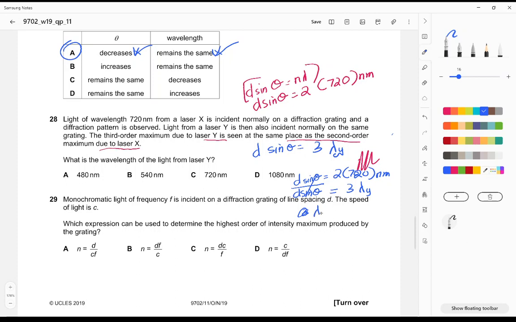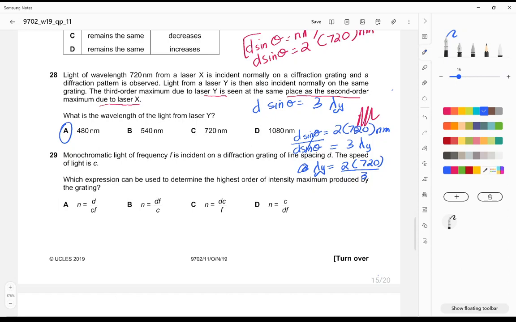Lambda y is actually equal to 2 times 720 divided by 3. The answer will directly come in terms of nanometers. So 2 multiplied by 720 divided by 3 gives me 480. So A should be the right answer.